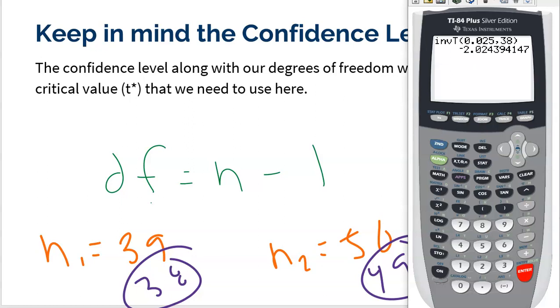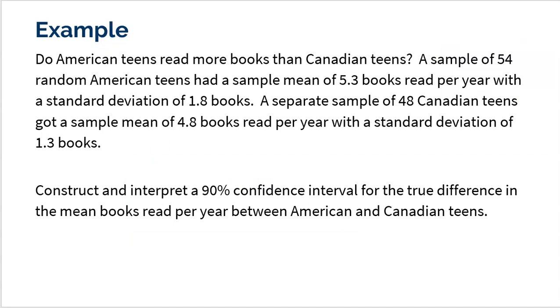All right, so I think we're ready now to just dive into an example. It's quite simple. I think you'll find it pretty easy. All right, do American teens read more books than Canadian teens? I don't know if anybody ever wondered that. I don't know. Do American teens read more books than Canadian teens? Well, researchers wanted to answer that question.